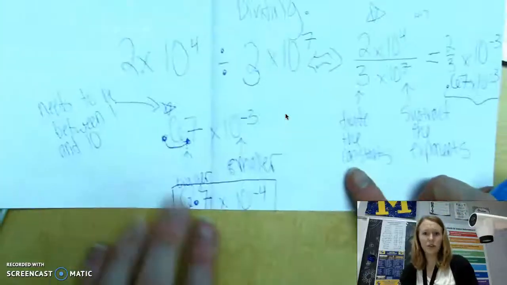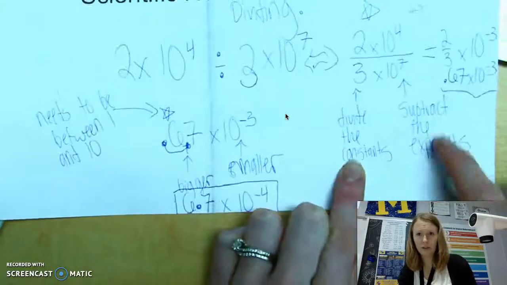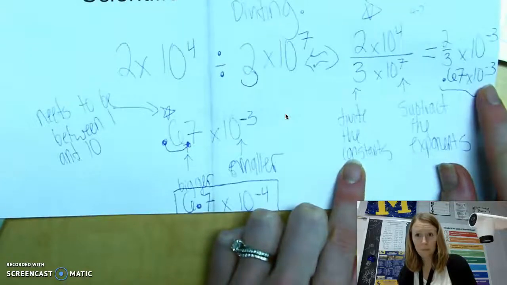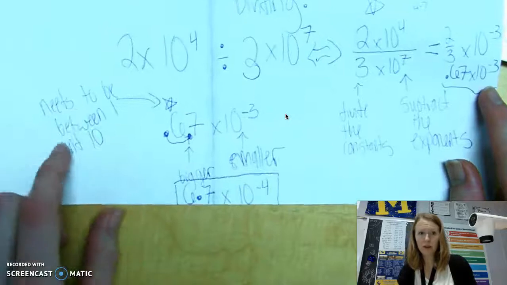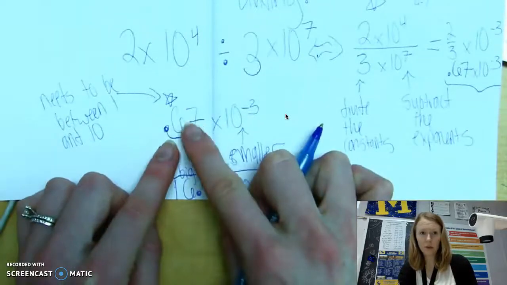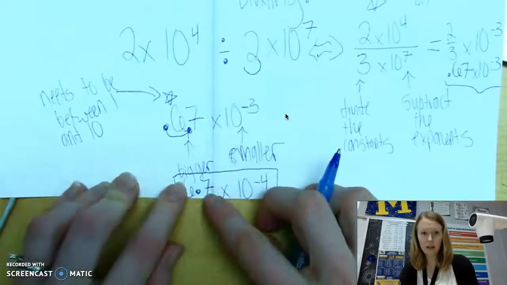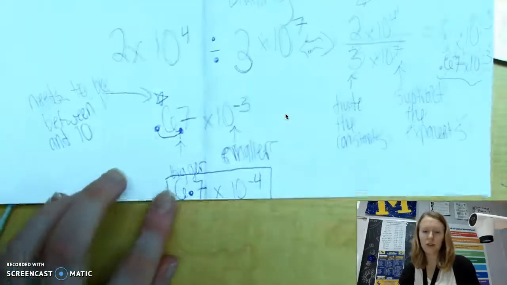So once again, your steps begin with divide the constants, subtract the exponents. And once you get there, you just need to check to make sure that your constant is between 1 and 10. If it's not, you need to change that decimal place and then therefore change the exponent.